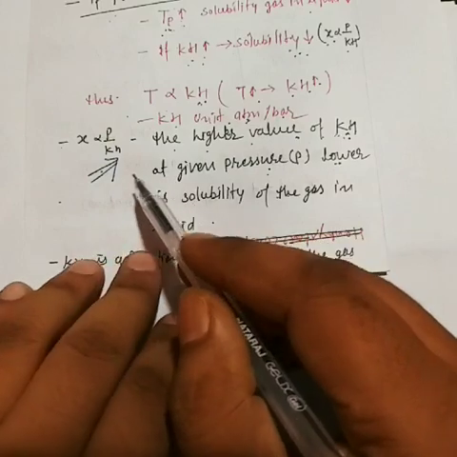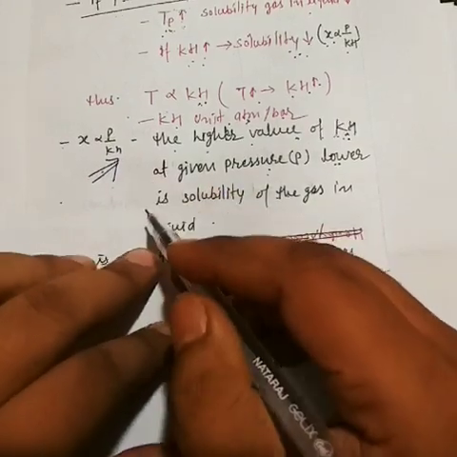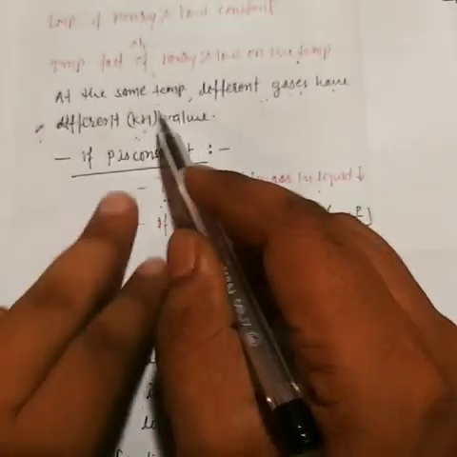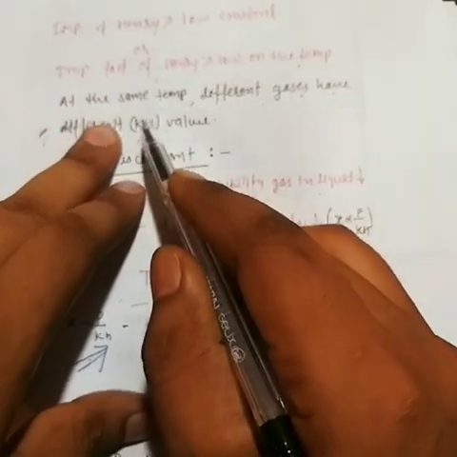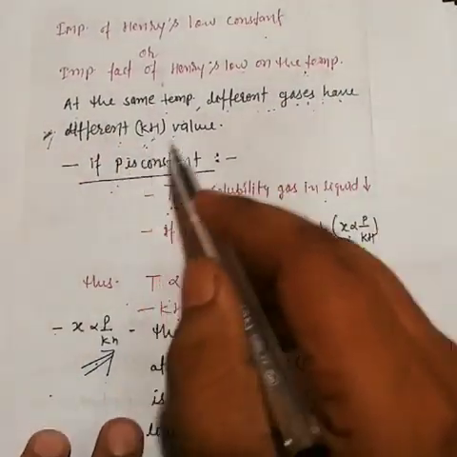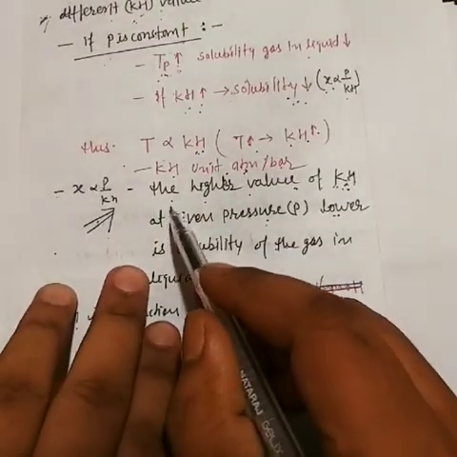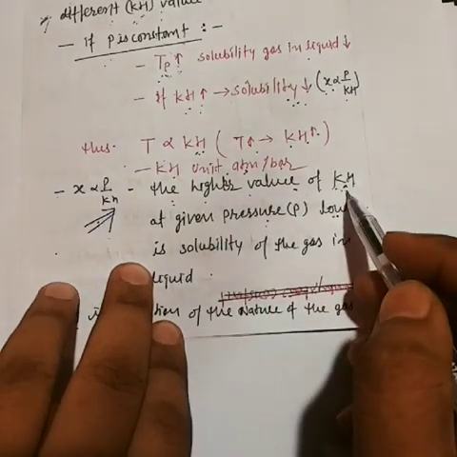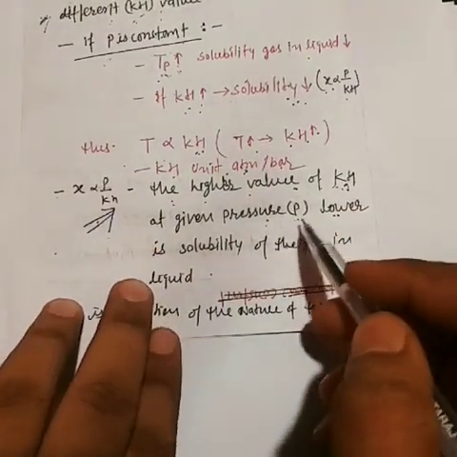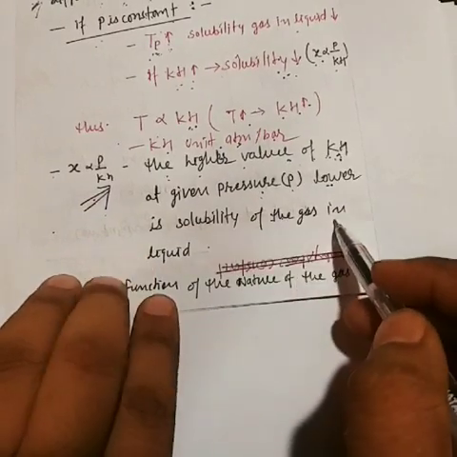Now see here, this is another very important point. First of all, for the same substances at the same temperature, different gases have different Henry constant values. Now here, the higher the value of kH, the Henry constant, at a given pressure P, the lower is the solubility of gas in liquid.